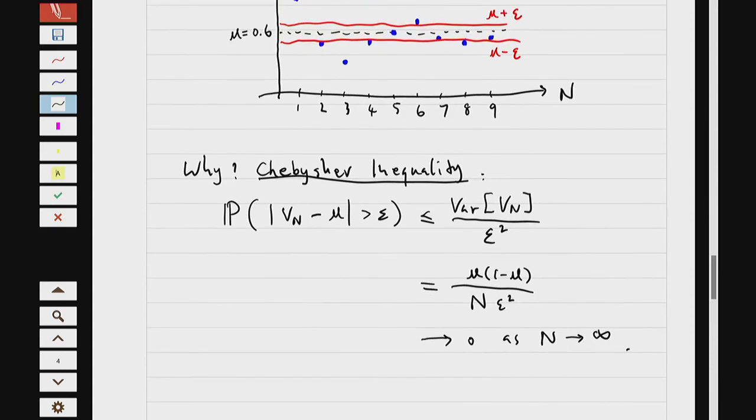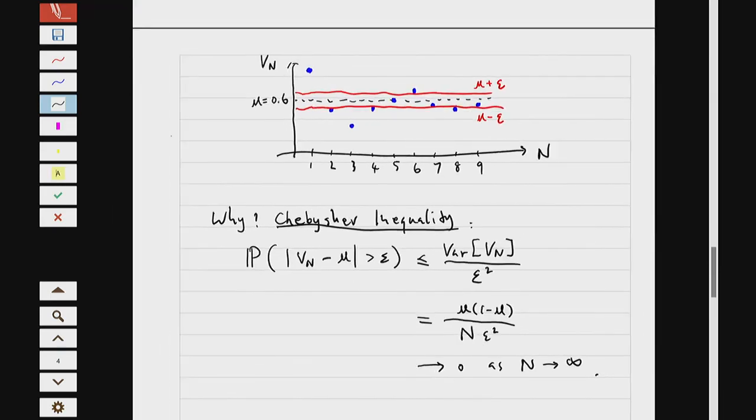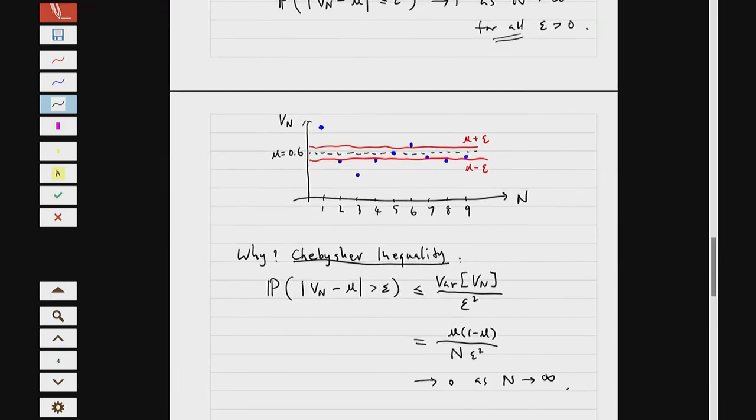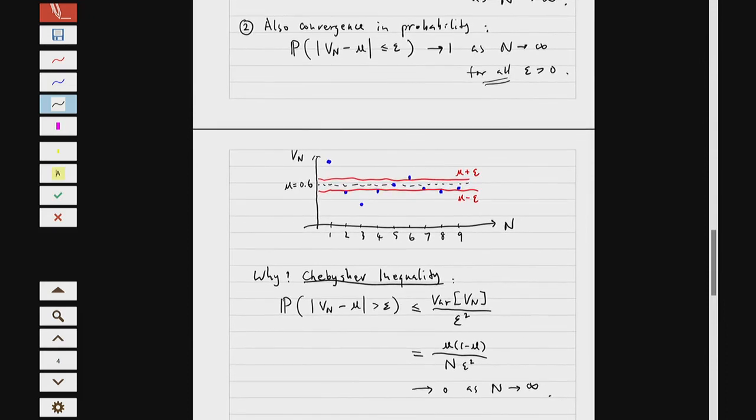But then you compare this one that we have and the one that we want for the convergence in probability above. They're the same thing, right? This one says that the probability of being greater than epsilon away goes to 0. It's the same as saying that the probability of being less than or equal to epsilon goes to 1. They're just complements of each other. So that's how we prove that, in fact, our estimate Vn satisfies that property, converges to mu in probability.